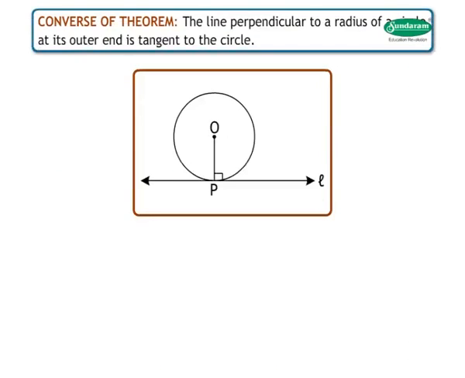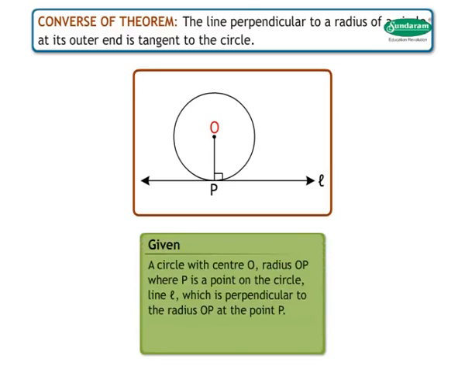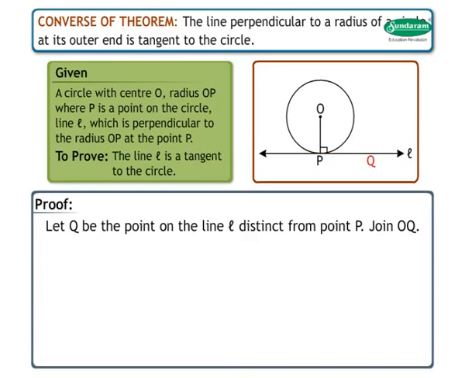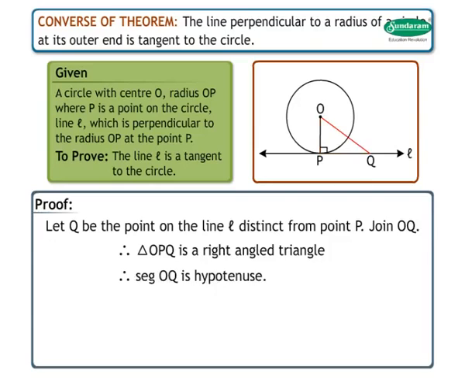Let us prove the converse of the theorem. The line perpendicular to a radius of a circle at its outer end is tangent to the circle. We are given that O is the center of the circle and OP is the radius, and line L is perpendicular to the radius OP at the point P. We have to prove that line L is tangent to the circle. Proof. Let Q be a point on the line L distinct from point P. Join OQ. Therefore, triangle OPQ is a right-angled triangle and segment OQ is the hypotenuse.